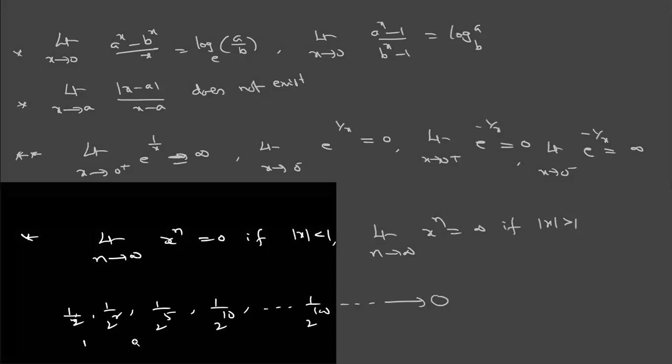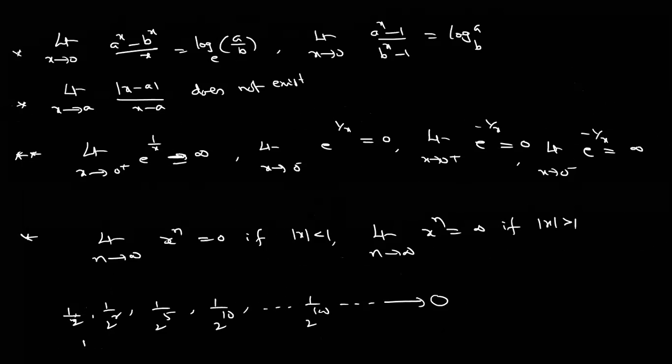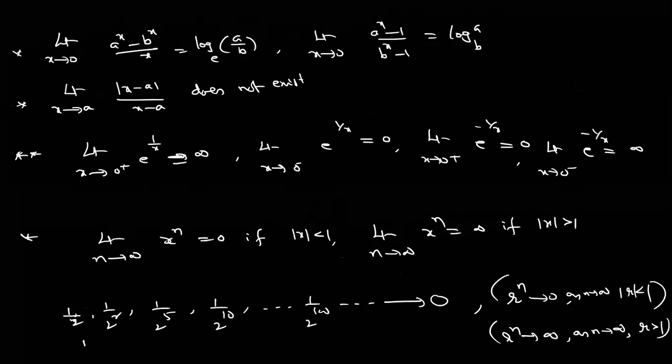So r power n tends to 0 every time, I told you. Modulus of r condition is what? Less than 1, as n tends to infinity. GP, geometric progressions. r power n tends to infinity as n tends to infinity when r is greater than 1. So please revise the geometric progressions concept. Last time we discussed this concept.